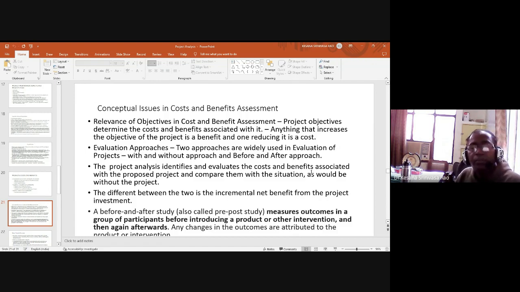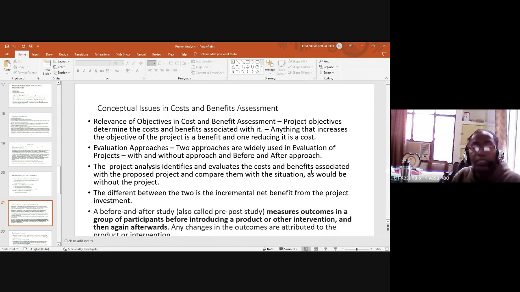Then evaluation approaches. Two approaches are widely used in evaluation of projects: the with and without approach and the before and after approach. So these two things are very important. When you are preparing the project, what type of approach are you going to adopt? Some projects may adopt with and without, some projects may adopt the before and after approach. So these two approaches are very popular.